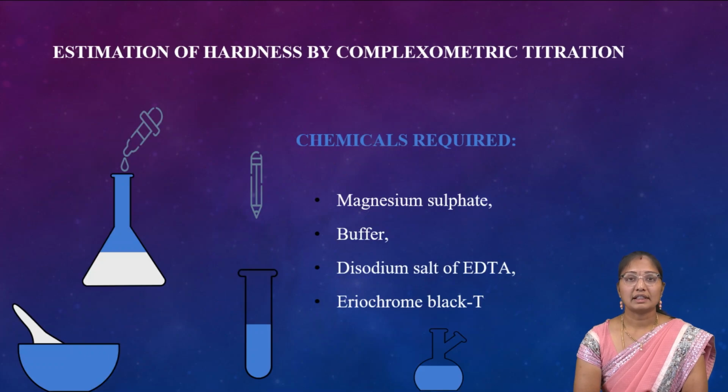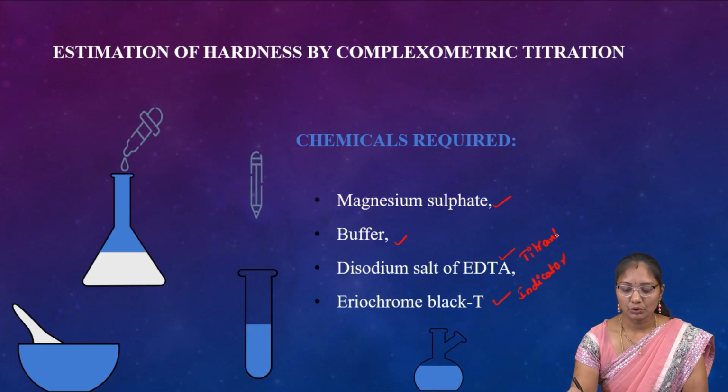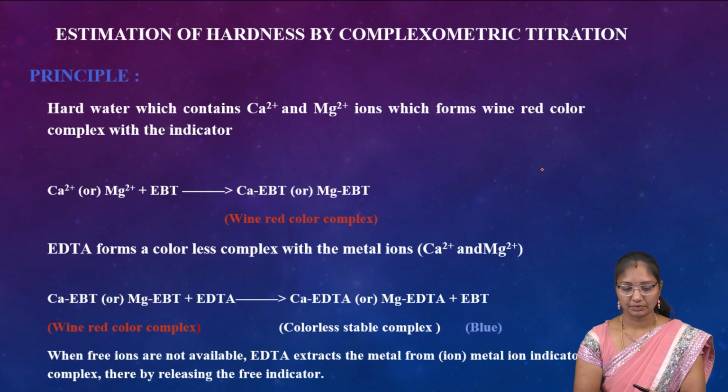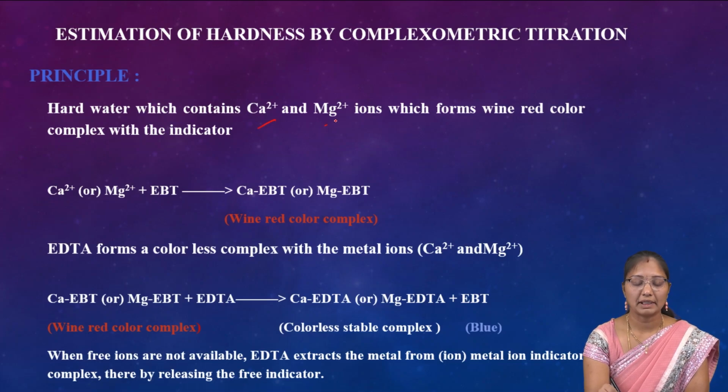The chemicals required in this experiment are magnesium sulfate, buffer, disodium salt of EDTA and Eriochrome Black T indicator. This is an indicator. This is a titrant: the solution which we take in the burette to titrate is called the titrant. So this EDTA we are going to use in the burette. Then buffer to maintain the pH and magnesium sulfate to standardize the EDTA solution.